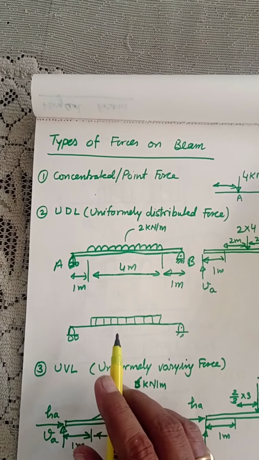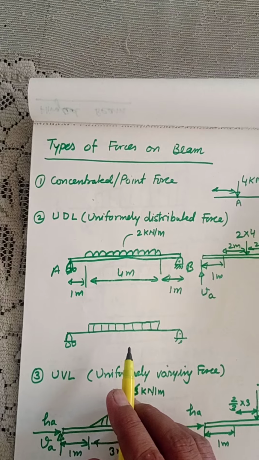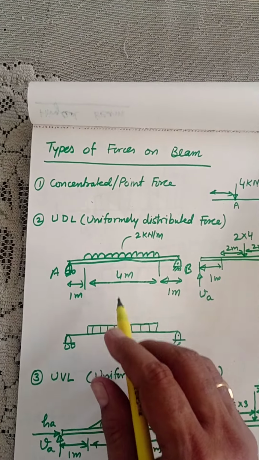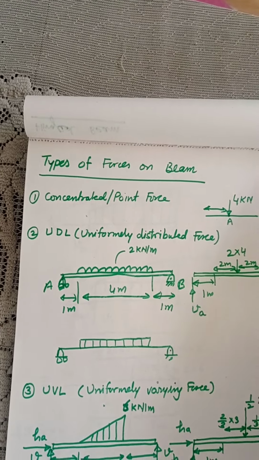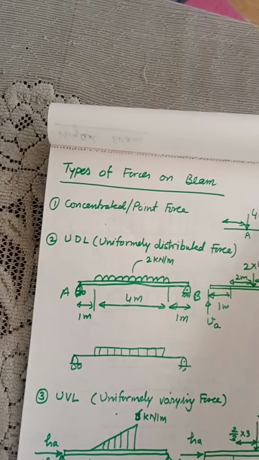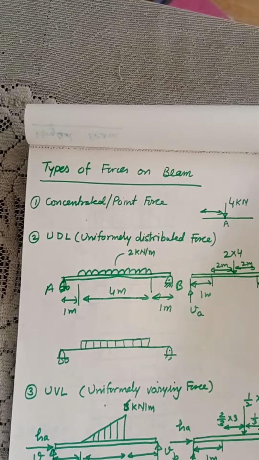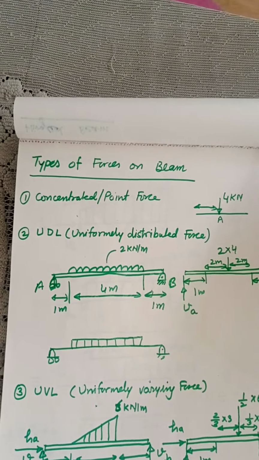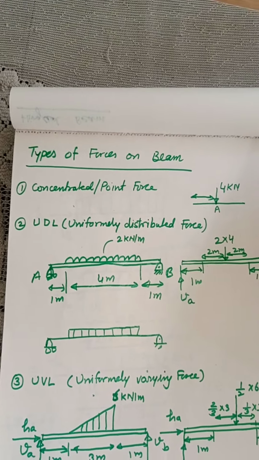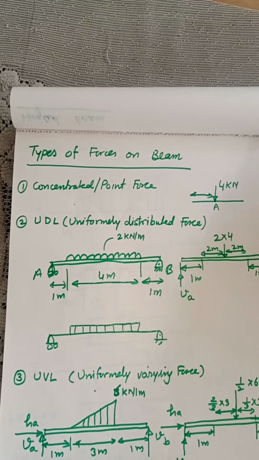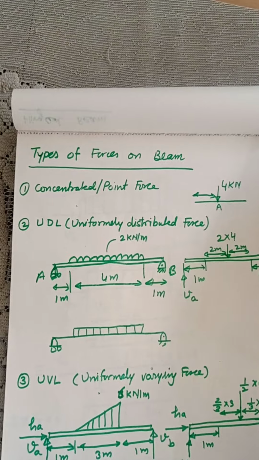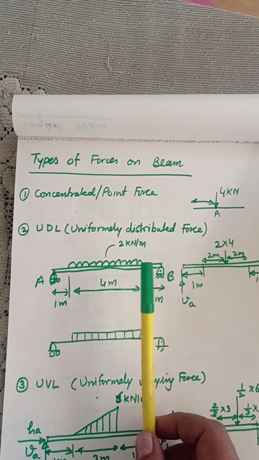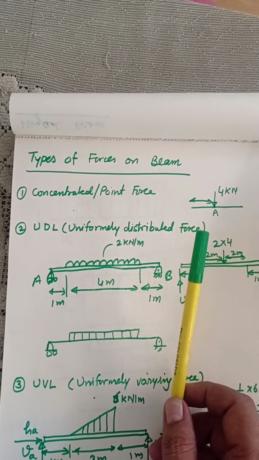It can act from the top of the beam towards the lower side, or from the lower side towards the upward side, like the buoyancy force on a beam which is in water, right? So it can be from upward to downward, or downward to upward. Normally it is shown like this. So the meaning of UDL is uniformly distributed force.